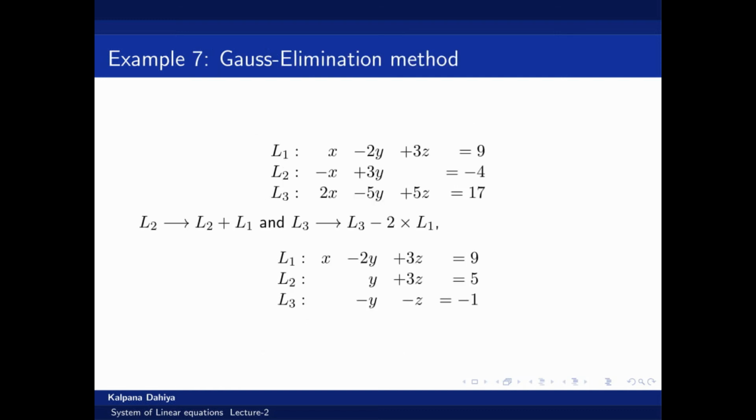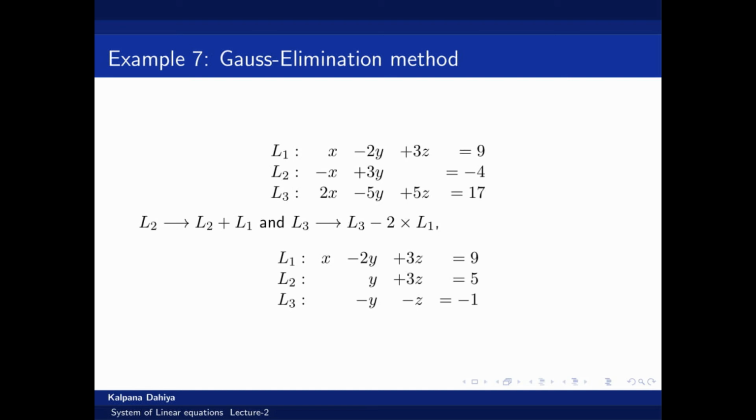Consider example number 7. Now we solve this again by Gauss elimination method. We have 3 equations L1, L2, L3. It is a system of 3 equations in 3 variables. Now we apply elementary operations and we reduce the system into echelon form. So first I will eliminate x from the second equation L2 and third equation, that is L3. So we apply following operation.